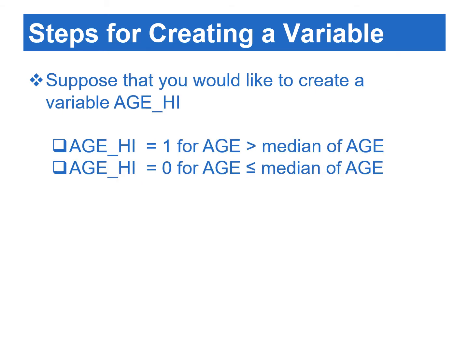Suppose that we would like to create an indicator variable age_high, based on the age variable. We would like to assign a value of 1 to age_high, when age is greater than its median value. Otherwise, age_high is set to 0.